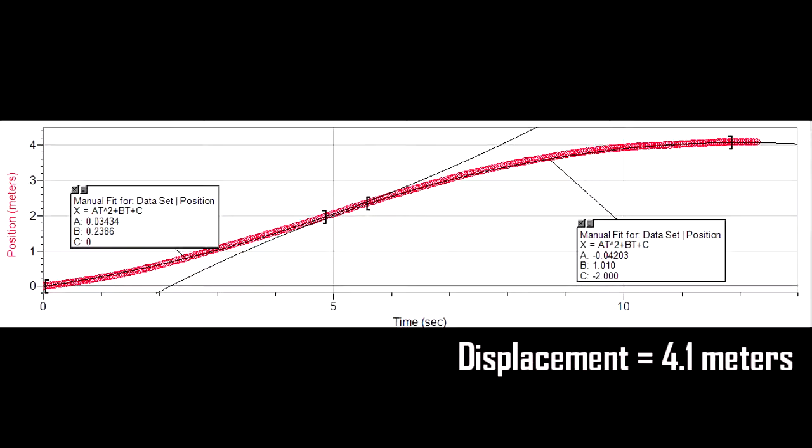This is a position time graph that we got from tracking the car's movement from start to finish using Tracker, which we use to find the displacement, which is 4.1 meters, and that is basically how far the car went in total time.